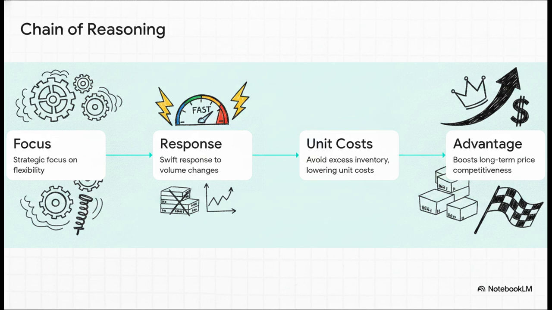A strategic focus on flexibility allows for an incredibly swift response to volume or product mix changes, maybe by using flexible employment or outsourcing. This agility means the business entirely avoids the massive, frankly unnecessary costs of holding unsold excess inventory, which directly drives down unit costs. Finally, those lower costs can then be passed on as lower prices to the consumer, securing a massive long-term competitive advantage. Now that is a tight, highly logical chain of reasoning.